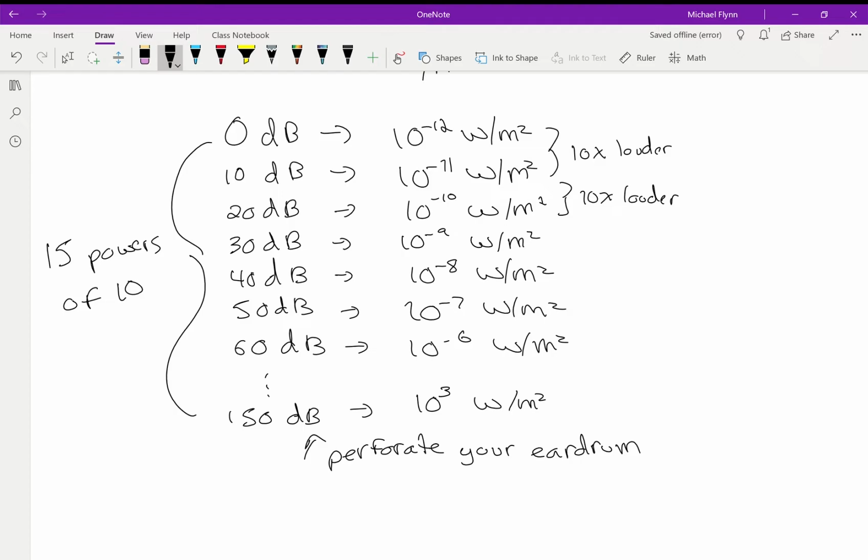So you get questions on the test, like on the multiple choice, like how much louder is 30 decibels? I'm going to circle this. How much louder? Here, actually, I'll write the question down.